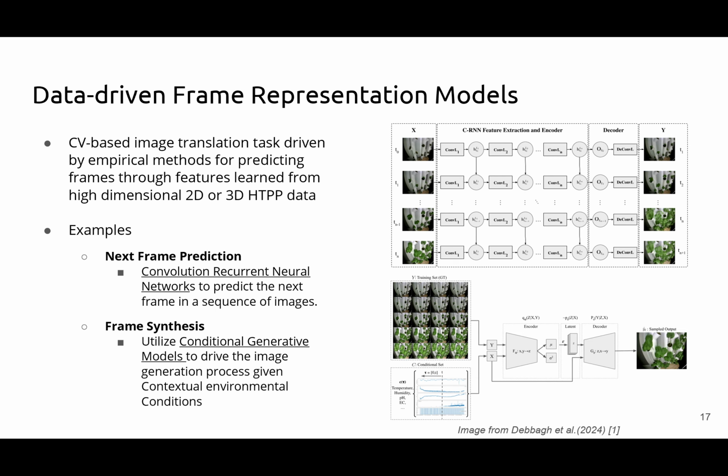The second approach is a data-driven frame representation model. And this is what I use more so for my own research. And it's more of an image translation task, which is driven by empirical methods for predicting the frames of a plant growth scene. And we try to learn this plant growth from big data sets. And typically, there are two main approaches. There's convolutional recurrent neural networks and conditional generative models.